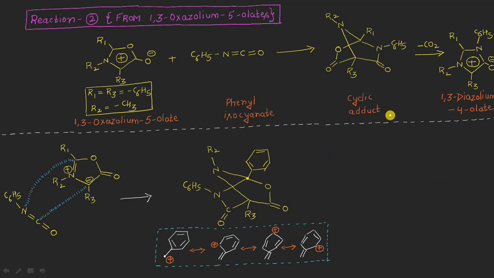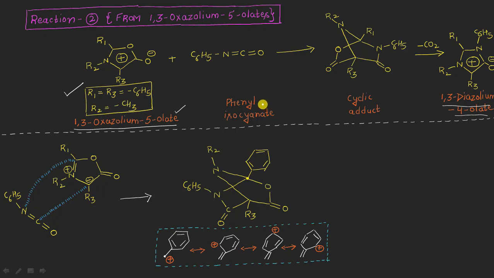And we do have a second method for the preparation of the same molecule, which actually starts from our old friend, which is the 1,3-oxazolium-5-olate. We have already discussed a lot of chemistry about the 1,3-oxazolium-5-olates, and this time we will be using the reactions of this particular 5-olate molecule so as to synthesize our desired 1,3-diazolium 4-olate molecule. And you can see the reaction here.